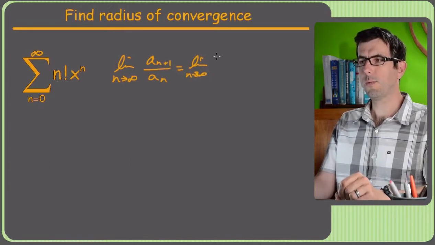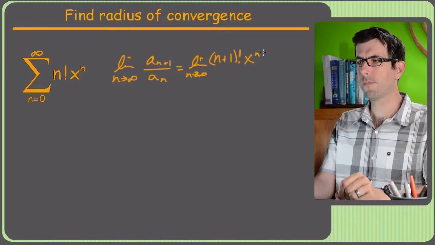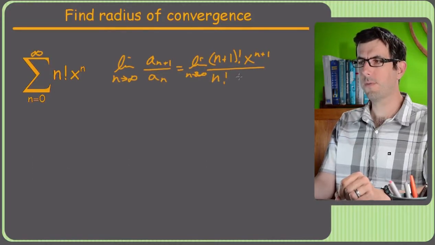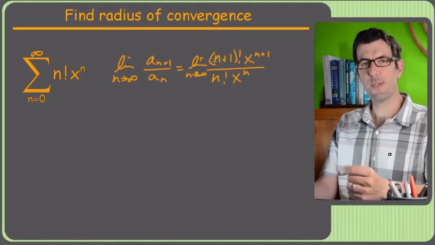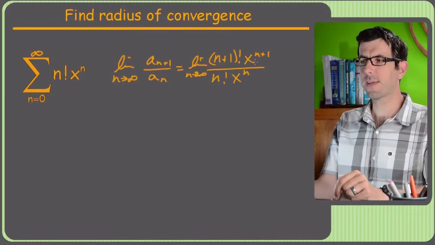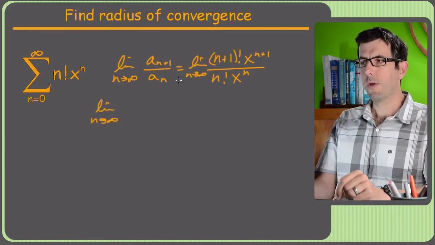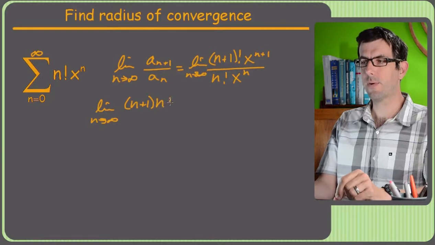So a sub n plus 1 is going to be n plus 1 factorial times x to the n plus 1. Then the denominator is just plugging in n, so we get n factorial and x to the n. If you've seen the ratio test video recently, you'll realize some stuff cancels pretty nicely here. But I will just expand it a little bit for you. So n plus 1 factorial is going to simplify to n plus 1 times n factorial.